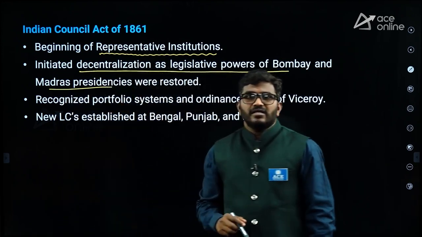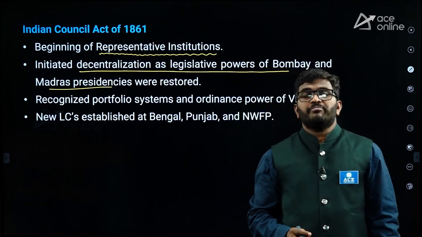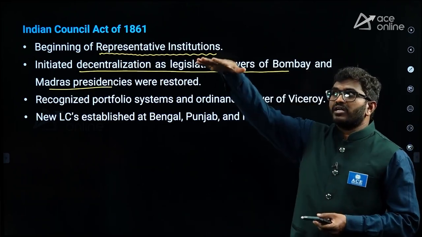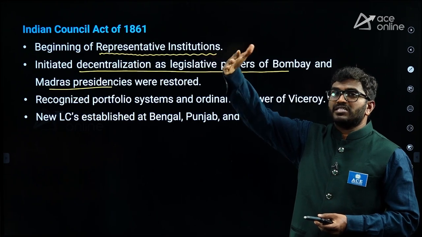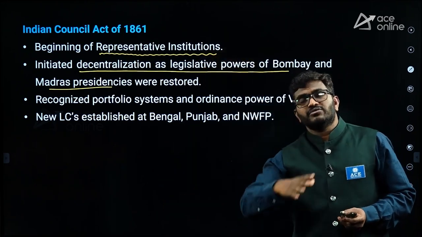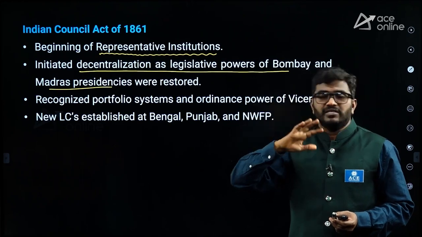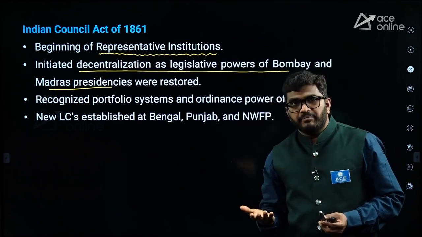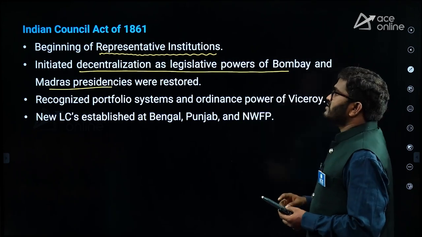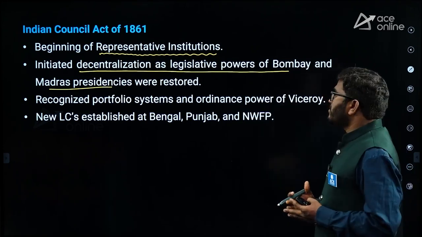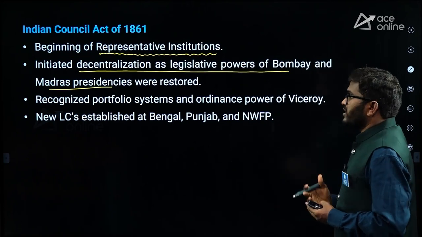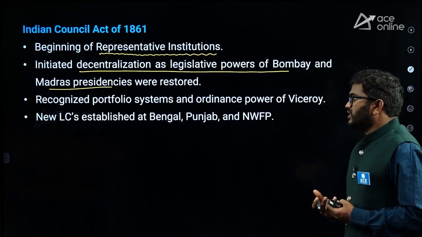Previously, the legislative powers of Bengal and Madras were removed under centralization. The Governor General of Bengal and Governor General of India was there. He is going through all the details about India, the British occupied places, right? But after this act, this decentralization happened. So through the decentralization, legislative powers of Bombay and Madras were restored.